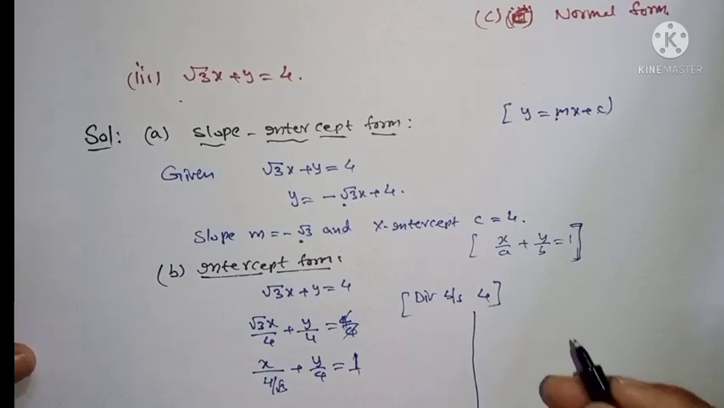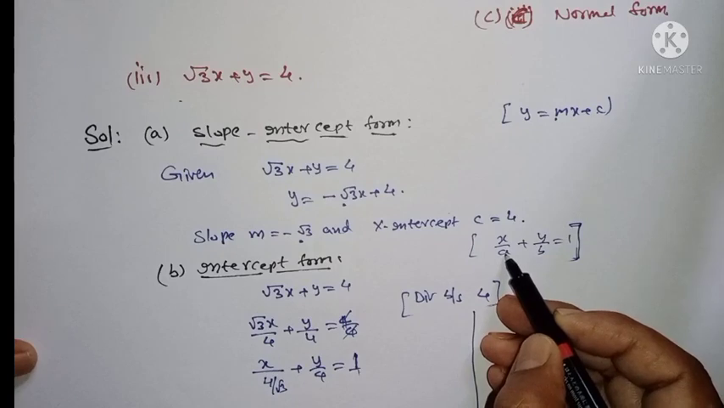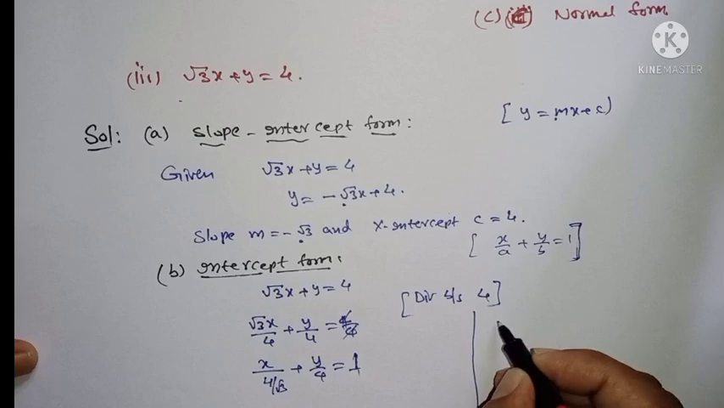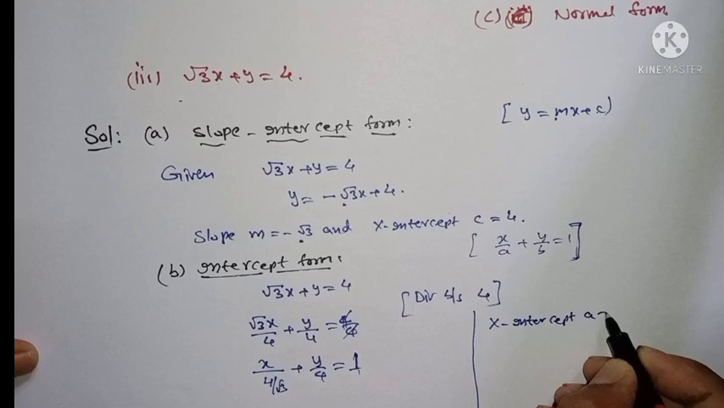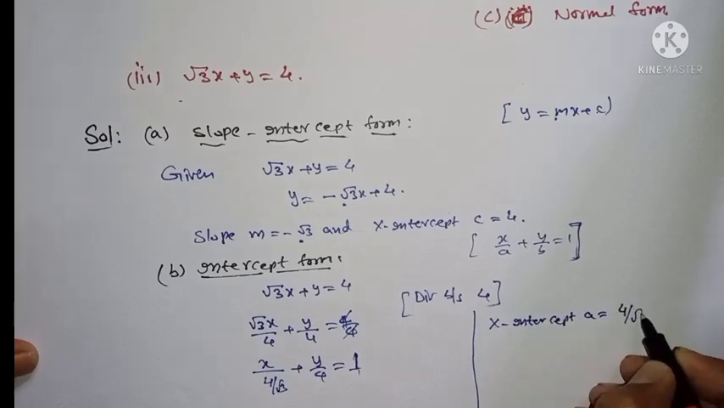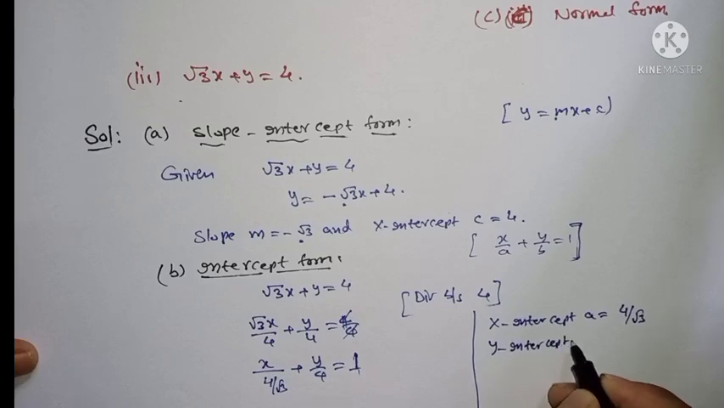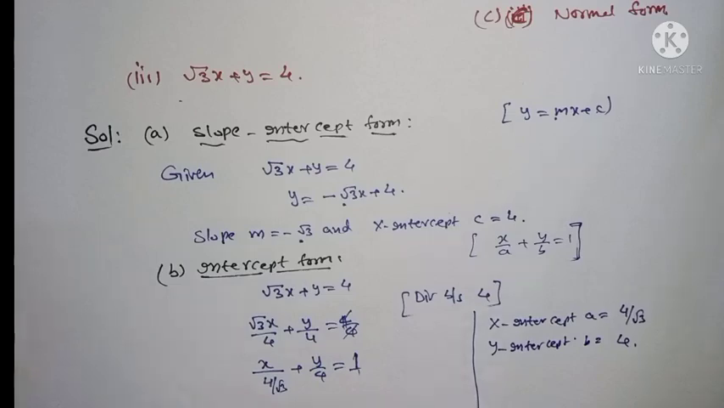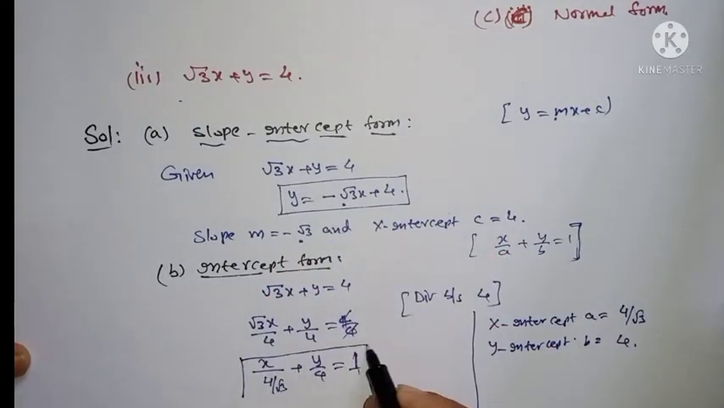This is the intercept form. Therefore, you can write here, this is the form of x by a plus y by b is equal to 1. a is the intercept of the x, b is the intercept of the y. Therefore, I can write here x intercept is a is equal to 4 by root 3 and y intercept is b is equal to 4 only. The second one is the intercept form. First one is the slope intercept form and this is the intercept form.